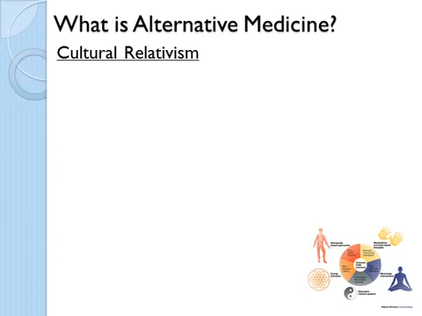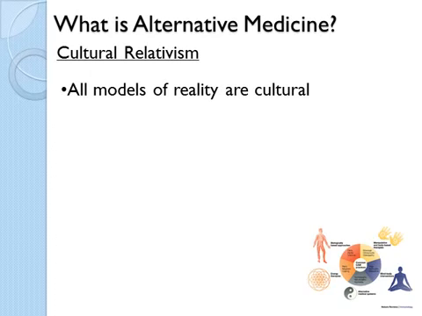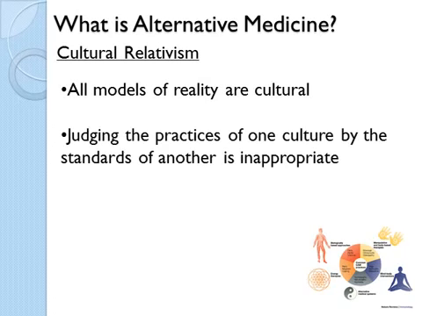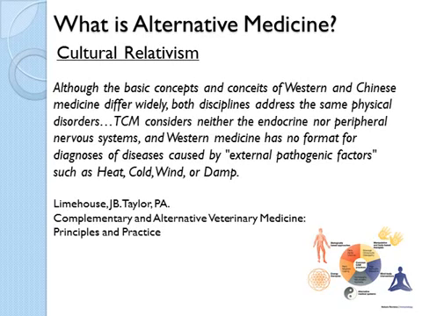Cultural relativism, as I said, very closely connected with the postmodernist point of view, says that all models of reality are just created by the beliefs and values of the culture in which they arise. Judging the practices of one culture by those of another is fundamentally out of bounds. And here's an example from the textbook of complementary and alternative medicine.